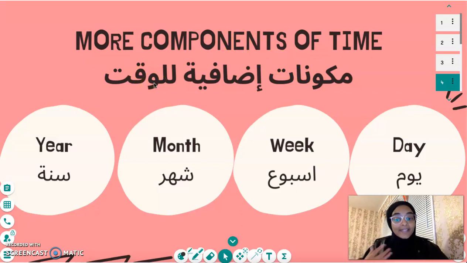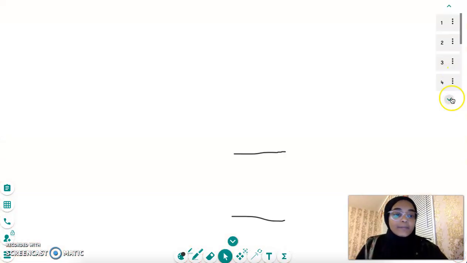So عندنا, لدينا, both mean we have. لدينا سنة, شهر, أسبوع, ويوم. و means and. سنة، شهر، أسبوع، يوم. هي مكونات إضافية للوقت. Those are more elements of time.